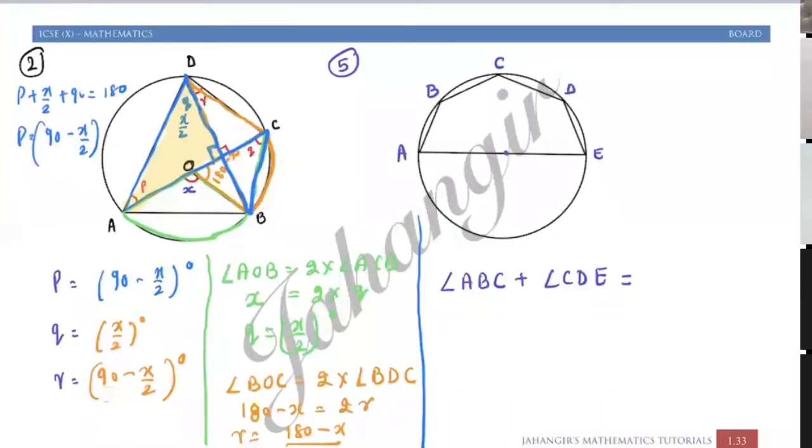In the given figure, there is a question error. Instead of AB, you have to write AE. In the textbook, it is misprinted as AB. It is AE. In place of AB, you have to write AE. AE is a diameter of a circle. Write down the numerical value of angle ABC plus angle CDE.